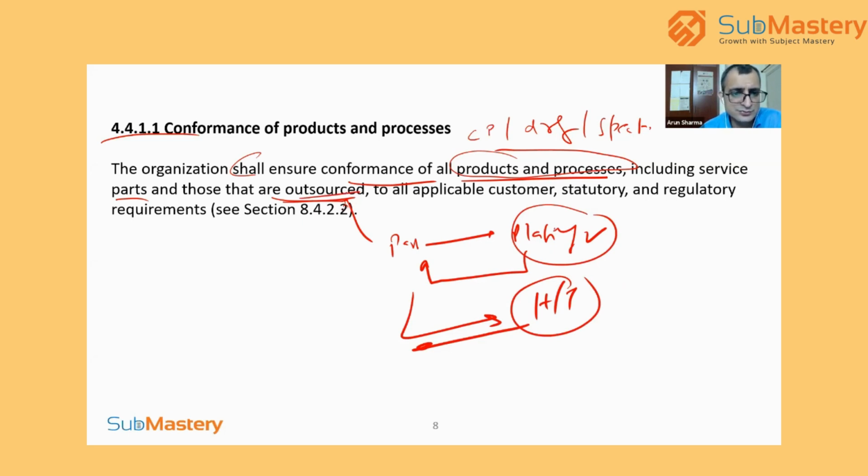So what happens in outsourced process? You send the part, and then again that part is received back from the party, and the outsourced service provider could be within your campus also. It's not mandatory that they should be outside your campus. So it could be within your campus, to all applicable customer, statutory and regulatory requirements. So it is just talking in general that all the specification or whatever you have identified, that has to be adhered. So that is what is there in clause number 4.4.1.1.